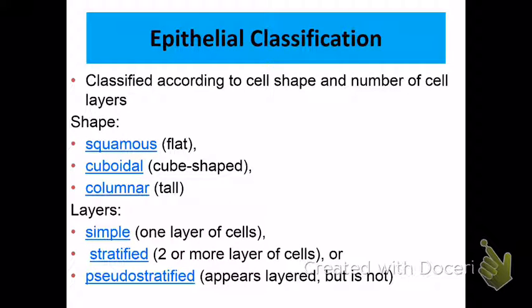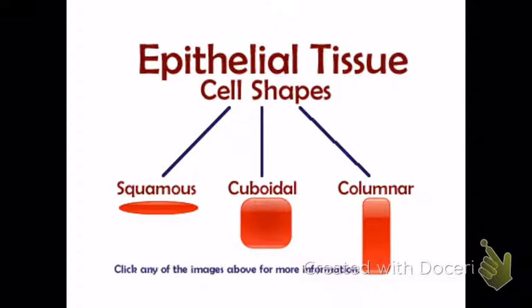Okay, if it's simple, that means it's one layer. If it's stratified, that means it's more than one layer. And then if it's pseudostratified, we'll get to some of those, but it means it looks false. Pseudo means false. It looks like more than one layer, but in reality, it's only one layer. So pseudostratified is false layering. Okay, so there are your pictures: squamous, cuboidal, and columnar.